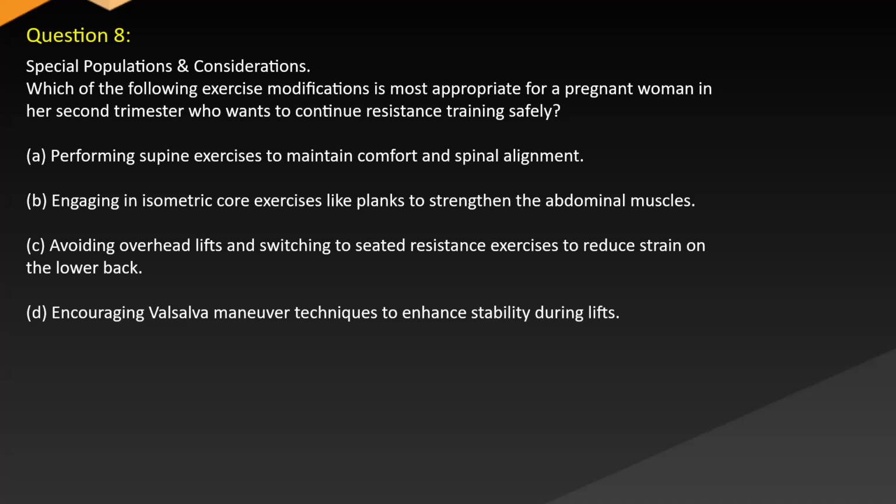Which of the following exercise modifications is most appropriate for a pregnant woman in her second trimester who wants to continue resistance training safely? A. Performing supine exercises to maintain comfort and spinal alignment. B. Engaging in isometric core exercises like planks to strengthen the abdominal muscles. C. Avoiding overhead lifts and switching to seated resistance exercises to reduce strain on the lower back. D. Encouraging Valsalva maneuver techniques to enhance stability during lifts.